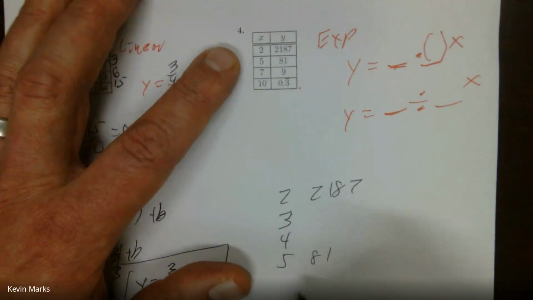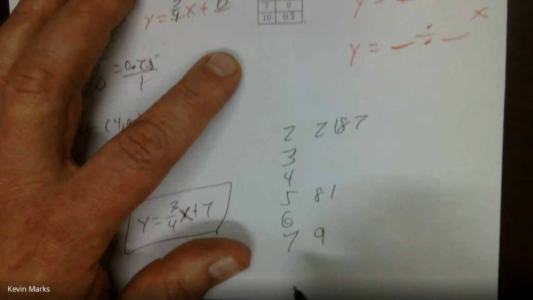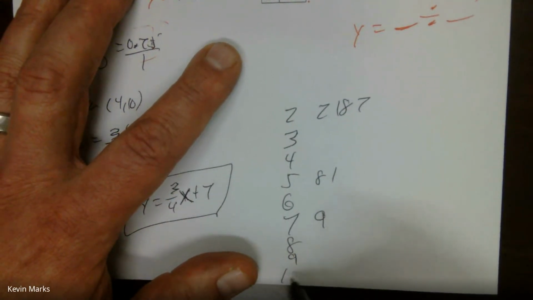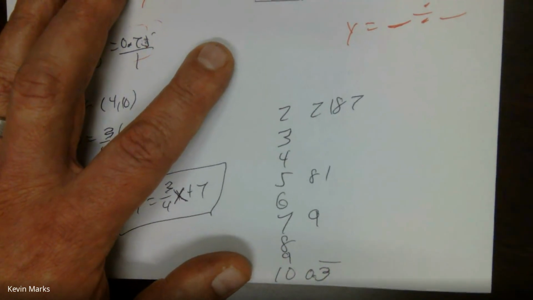5 was 81. 6, they didn't tell me. 7, they told me was 9. And we're already here most of it. So 8, I don't know. 9, I don't know. But 10, they told me was that 0.3 repeating. Right? Okay.